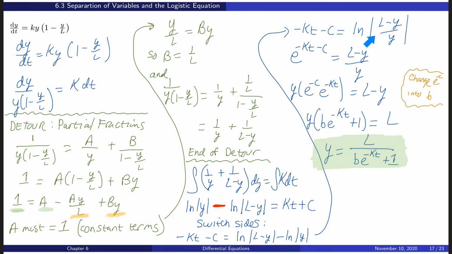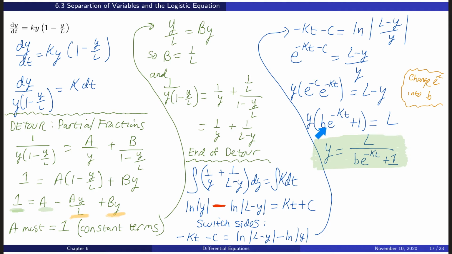Combining using our log properties, L minus y over y, exponentiating both sides, we get this statement here. Now we need to solve for y. We're trying to come up with a logistic equation, y equals. So I bring this y up. When I bring this y over, I would have y times these parentheses plus y. Well, I can just factor out a y from both of those terms and get y times this statement.